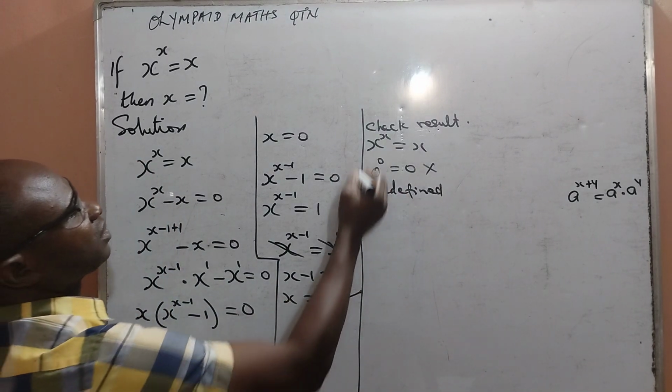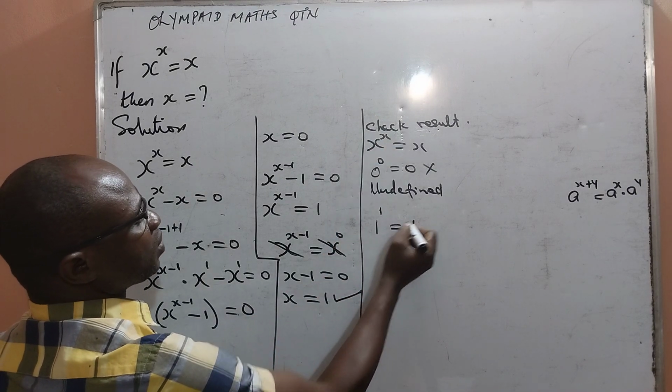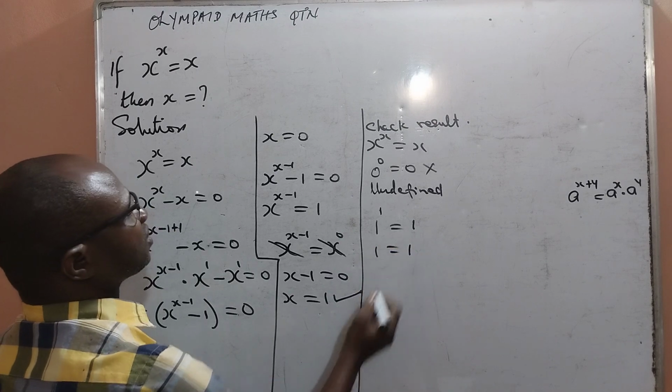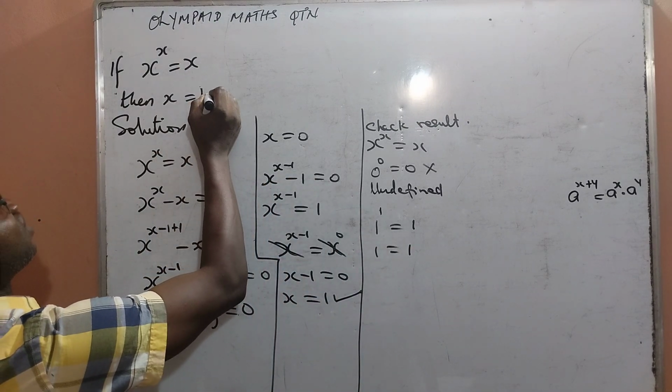Then when x is 1, from here we have 1 raised to power 1 is equal to 1, and that is 1 equal to 1. Therefore, we can conclude that the value of x here is equal to 1.